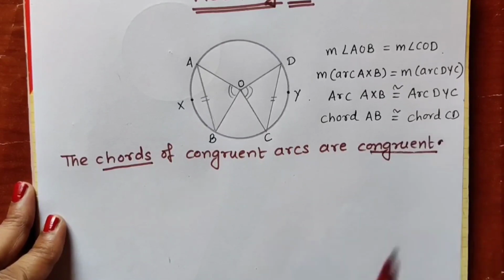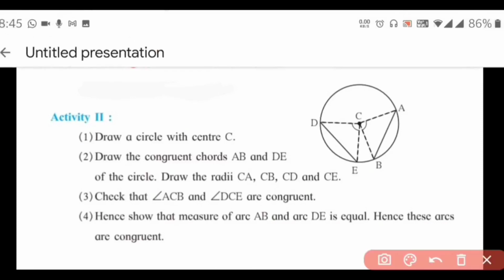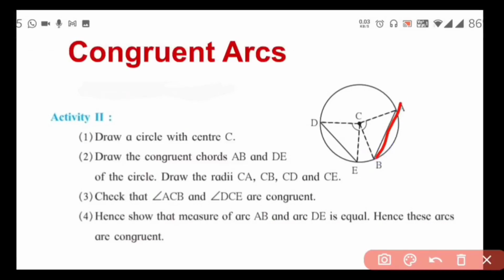Now let us see the second activity. So now let us study about congruent arcs. Second activity: draw a circle with center C, and then draw congruent chords AB and DE of the circle. We have to draw these chords in such a way that their lengths are equal. Whatever the length of AB is, the length of DE should be the same. Then we have to draw radii CA, CB, CD and CE. After that we will check that angle ACB and angle DCE are congruent with each other.